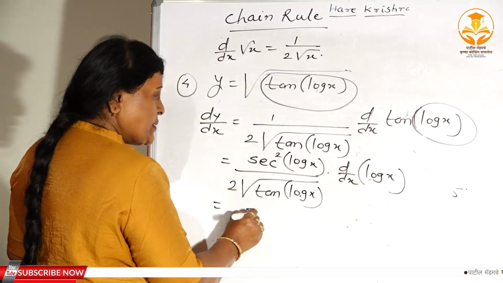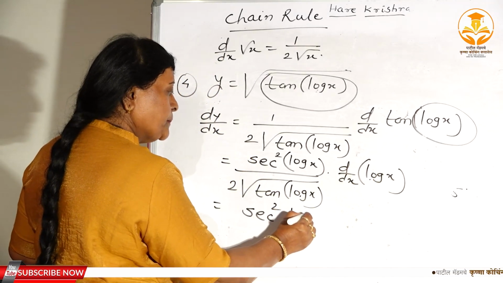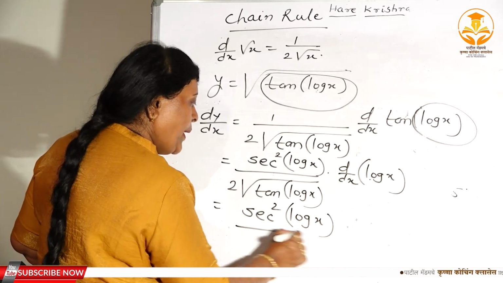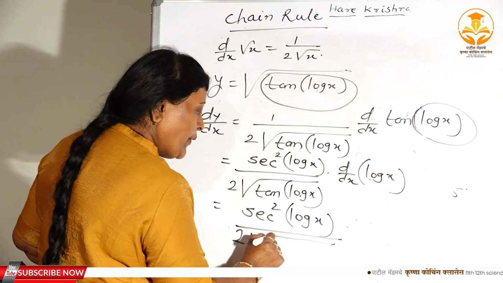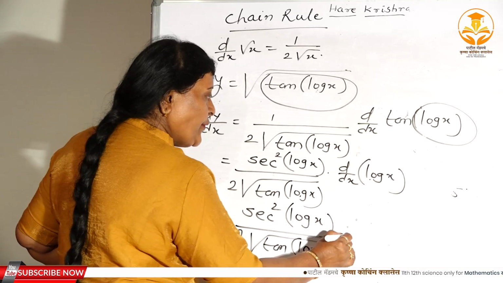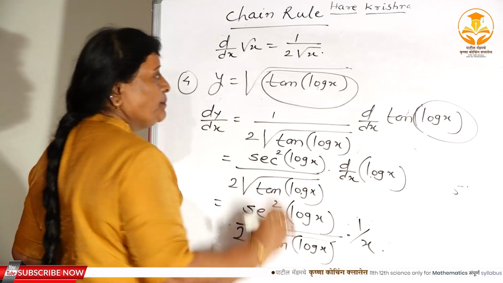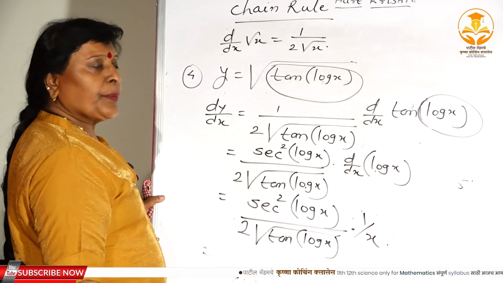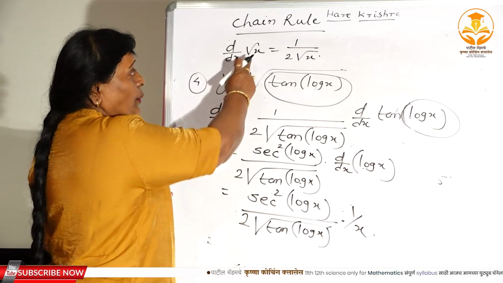Now this is sec square log x divided by 2 root of tan log x, and what is the derivative of log x? That is 1 by x, isn't it? Again the fourth problem here of the root x, isn't it?